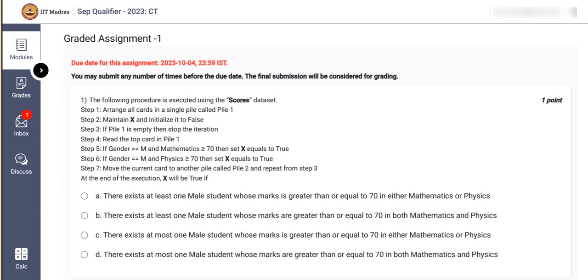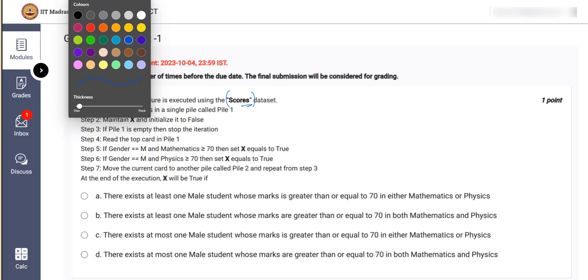Greetings everybody. In this session we'll be discussing the week 1 graded assignment of computational thinking. So let us start the first question. The following procedure is executed using scores dataset. Let us see the steps one by one.